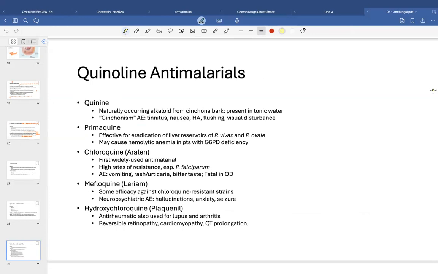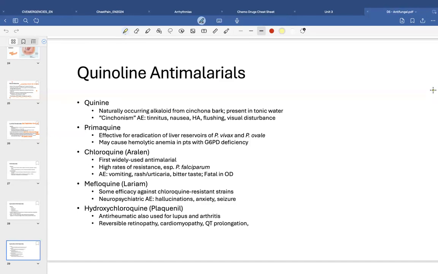And the toxicity profile from quinine, think of it as what's called cinchonism. That includes tinnitus, ringing of the ears, GI upset, nausea, headaches, flushing, and visual disturbances. Then everything else is kind of chemically derived or related there. Primaquine is helpful for liver reservoirs of Plasmodium vivax and ovale, and it's associated with hemolytic anemia.